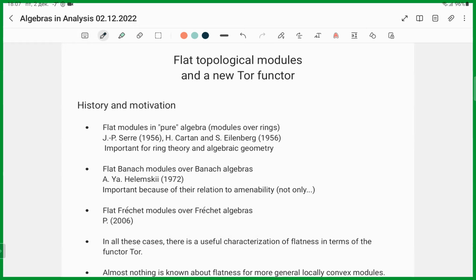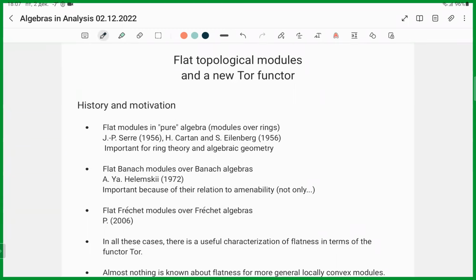In the context of functional analysis, flat Banach modules over Banach algebras were introduced by Alexander Yakovlevich Helemskii in 1972 and were extensively studied in the 1970s by Helemskii and Sheinberg. Flat Banach modules are important for many reasons, but especially because they are closely related to amenable Banach algebras. Some results on flat Banach modules were extended in my paper of 2006 to flat Fréchet modules over Fréchet algebras.